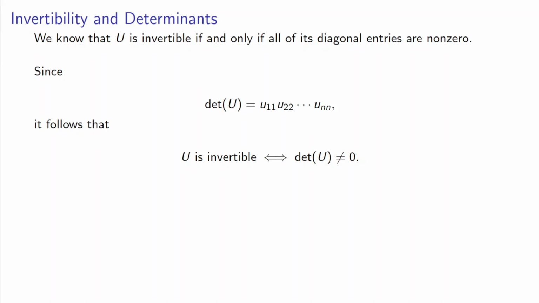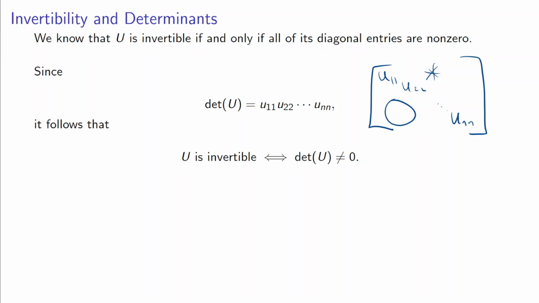Just to reiterate that, we know U is invertible if and only if all its diagonal entries are non-zero, and since the determinant of U is just the product of the diagonal entries, then it follows that U is invertible if and only if its determinant is non-zero. Okay, so it's a little bit easier to recognize when a triangular matrix, right? If we have a triangular matrix, U11, U22, down to UNN, all zeros here, whatever we want up here, this is going to be invertible exactly when all of these diagonal entries are non-zero.